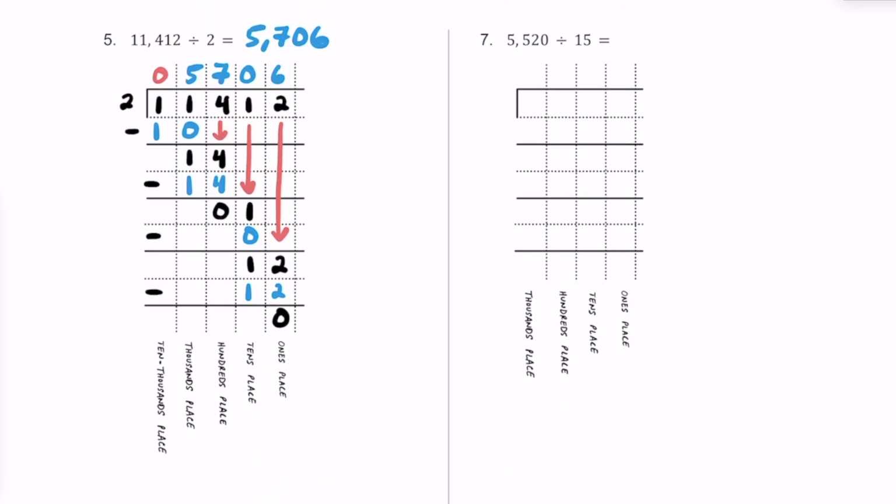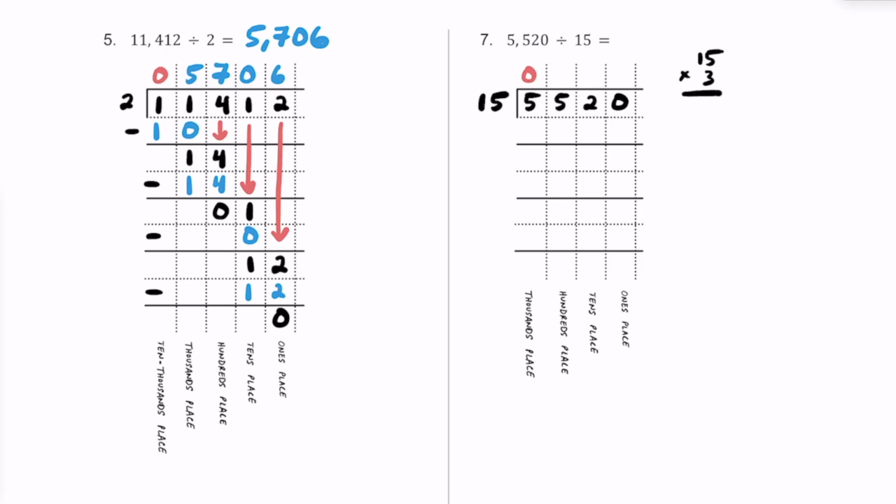For number 7, we have 5,520 divided by 15. So let's go ahead and put these numbers in the right location. So this 5520, that's going to be our dividend, and 15 is going to be our divisor. So let's start off and see how many times 15 fits into 5. Well, it's larger than it, so it's not going to fit in a whole number of times. But does 15 fit into 55? It does. Maybe let's try something like 15 times 3.